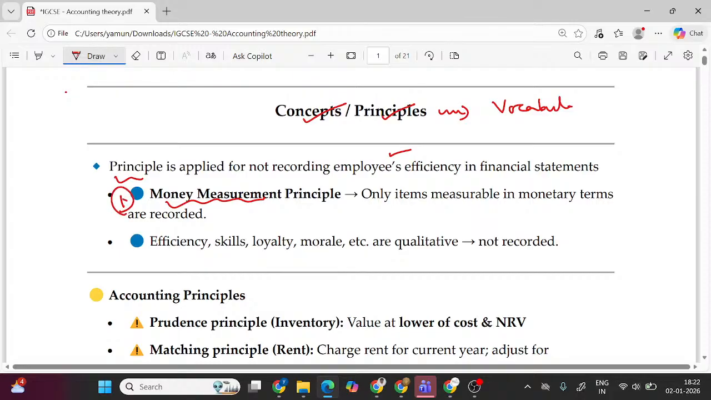Let me number it. First principle here we are going to discuss is the money measurement principle. The first one is the money measurement principle. Only those items which can be measurable in monetary terms will be recorded. When we talk about financial statements, it is talking about figures, not the characteristics.